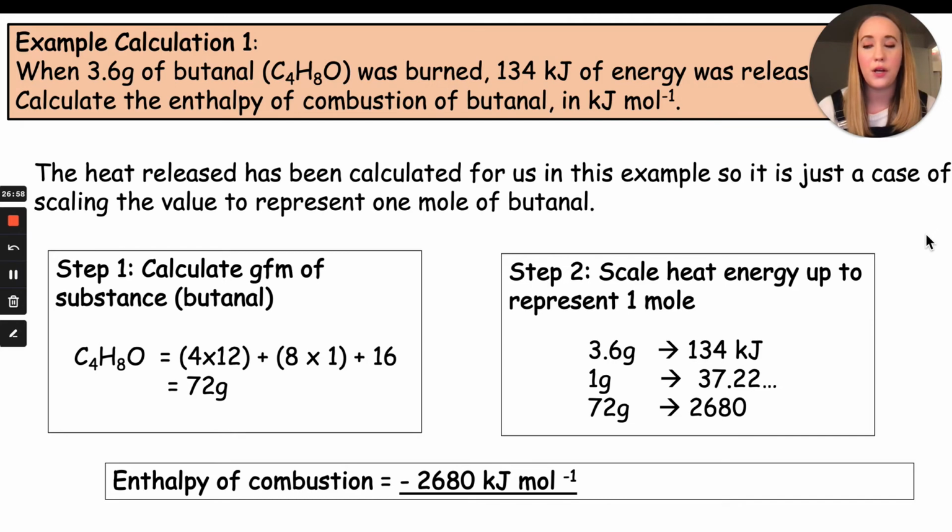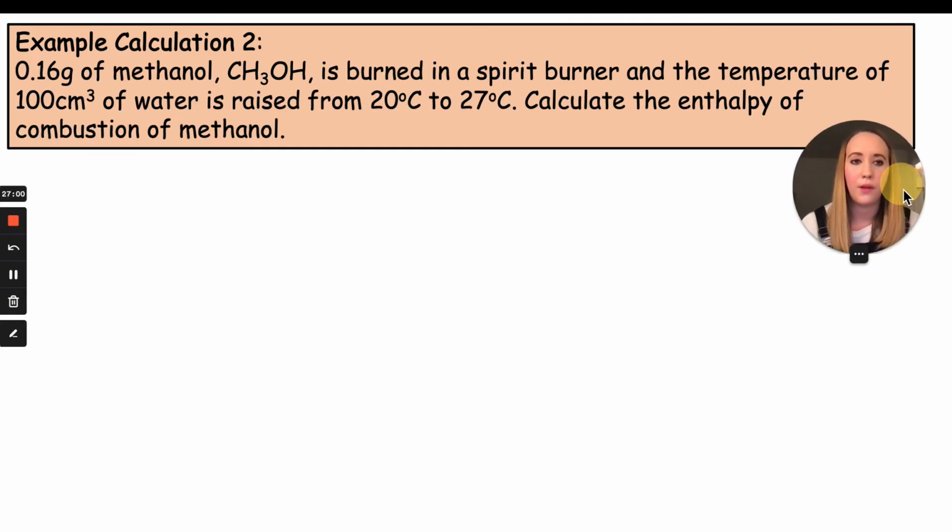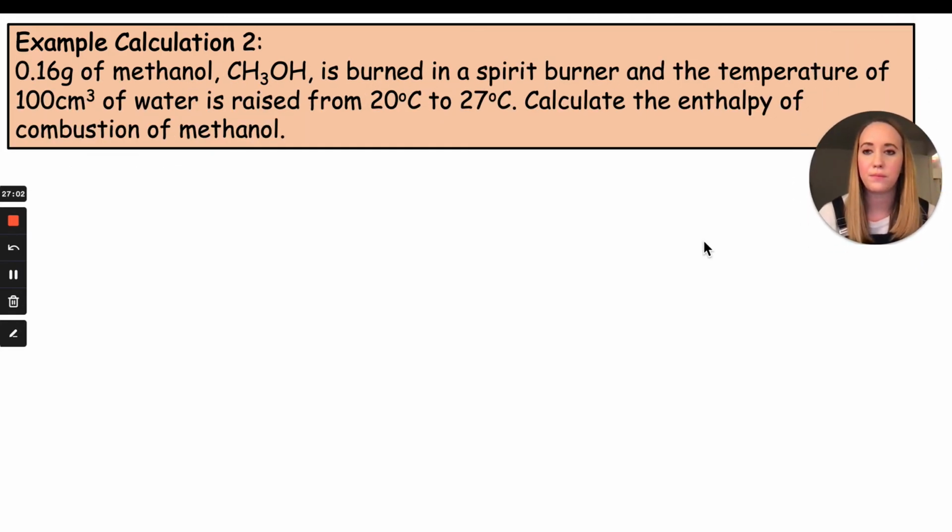So let's look at another example. I'll move myself out the way again. If you take a note of the question, this time we've got 0.16 grams of methanol being burned in a spirit burner, and the temperature of 100 cubic centimetres of water is raised from 20 degrees to 27 degrees. And we are to calculate the enthalpy of combustion of methanol.